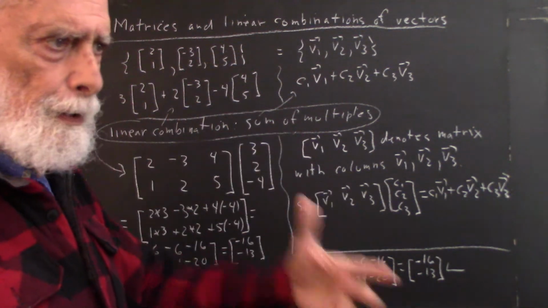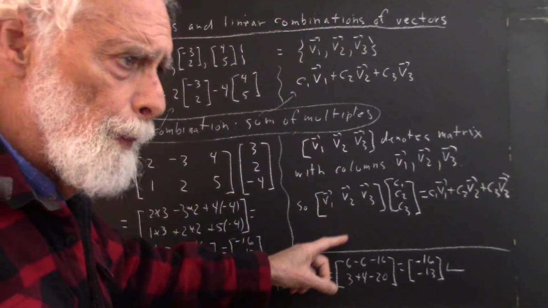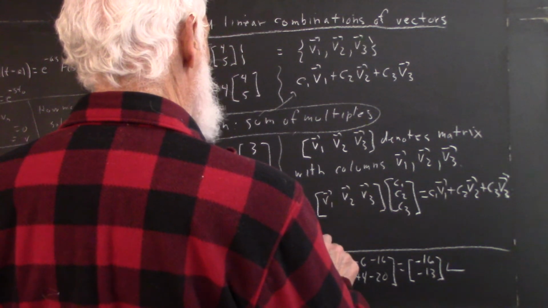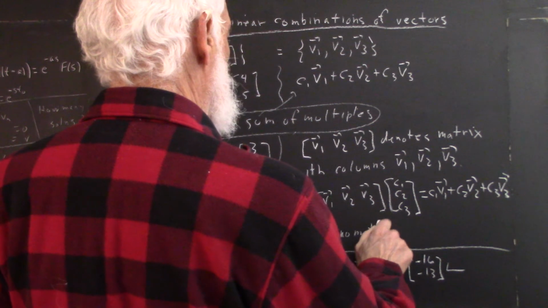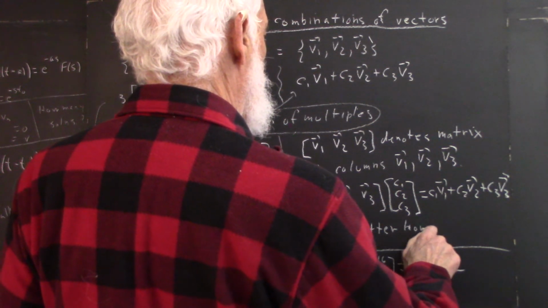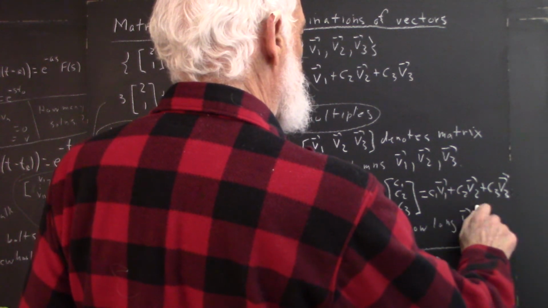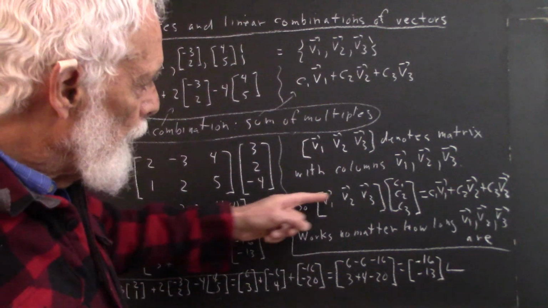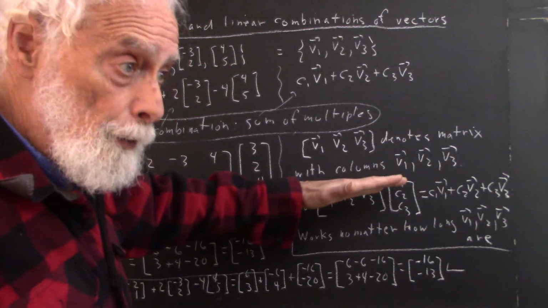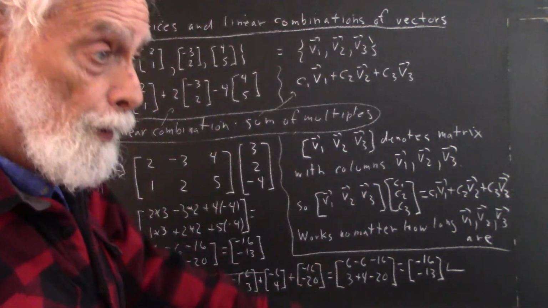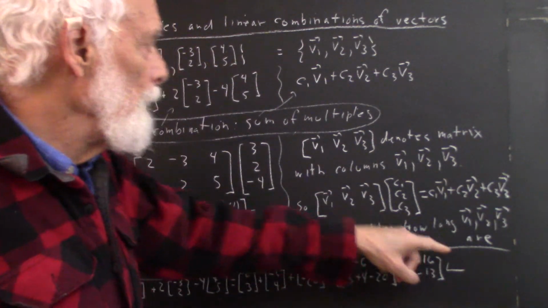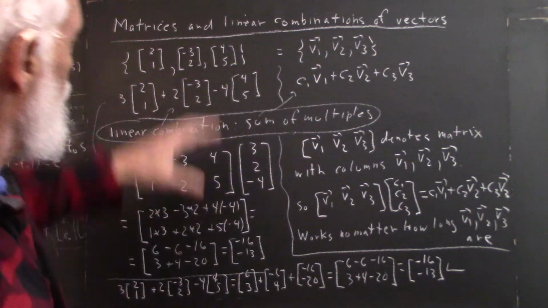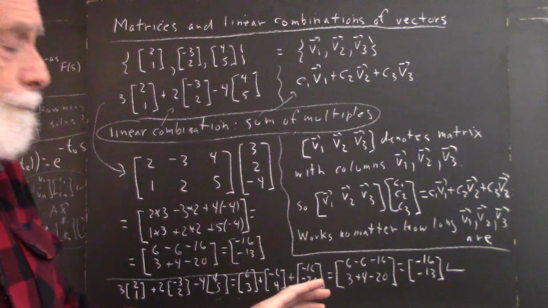Now, it's important to understand that this works no matter how long your vectors V1, V2, and V3 are. We still just have 3 columns, so we only have 3 numbers in each row to multiply by the 3 numbers here. Doesn't matter how long the columns are, as long as they're the same length, of course, because we can't form a linear combination of 3 vectors unless they're compatible for addition. So they all have to have the same length. Okay. This is a very important notation. Very important to understand this. So, make sure you do.